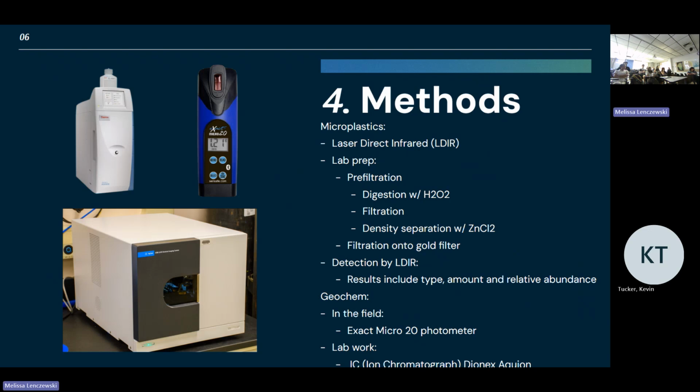And then specifically for the geochemistry, I'll be using 2 different machines. In the field, I'll be using the Exact Micro 20 photometer, which entails adding my water sample and using various different strips that test for different parameters to see the concentration. And then in the lab, I will be using an ion chromatograph, injecting my samples into it to also detect various different ions.